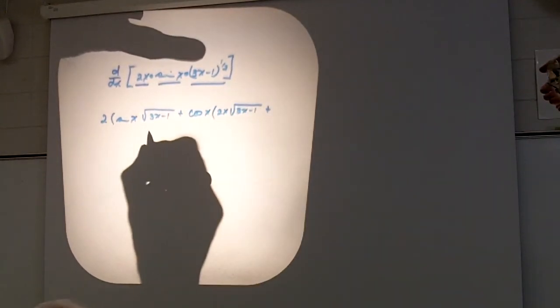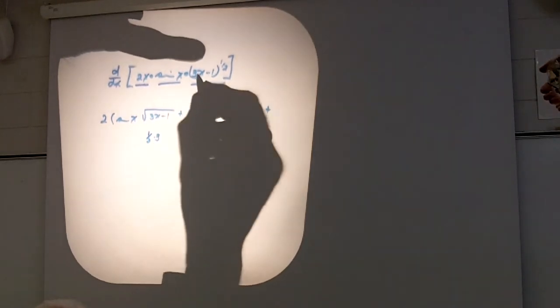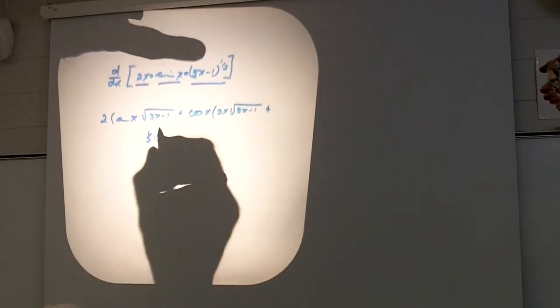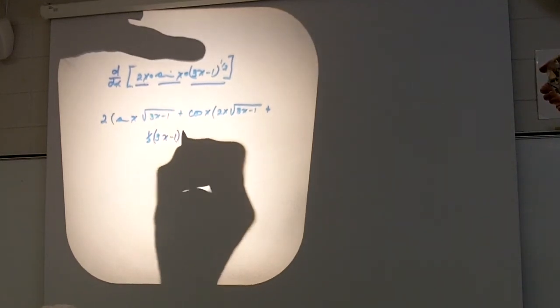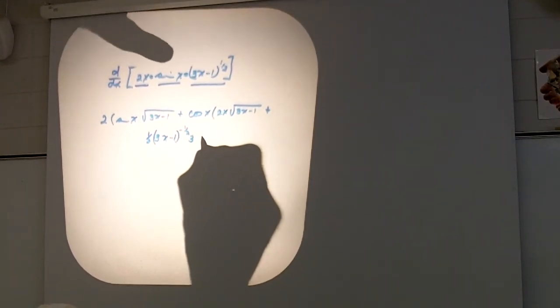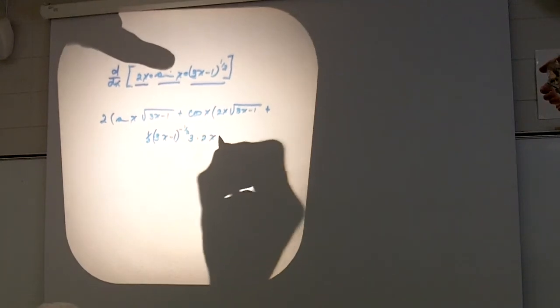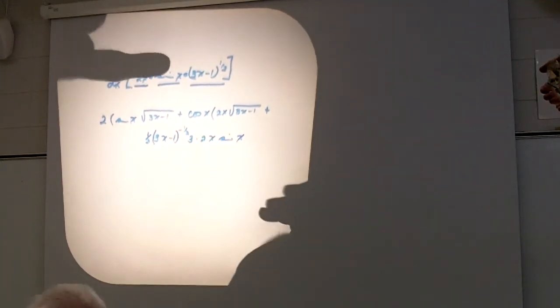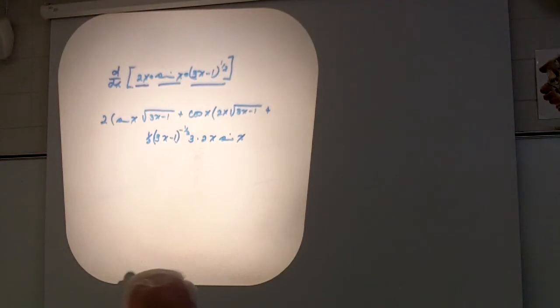1/2 times 3, okay, just a second, 1/2 times 3x minus 1 to the negative 1/2, times 3 times 2x sine x. Now it needs to be a little bit cleaned up.